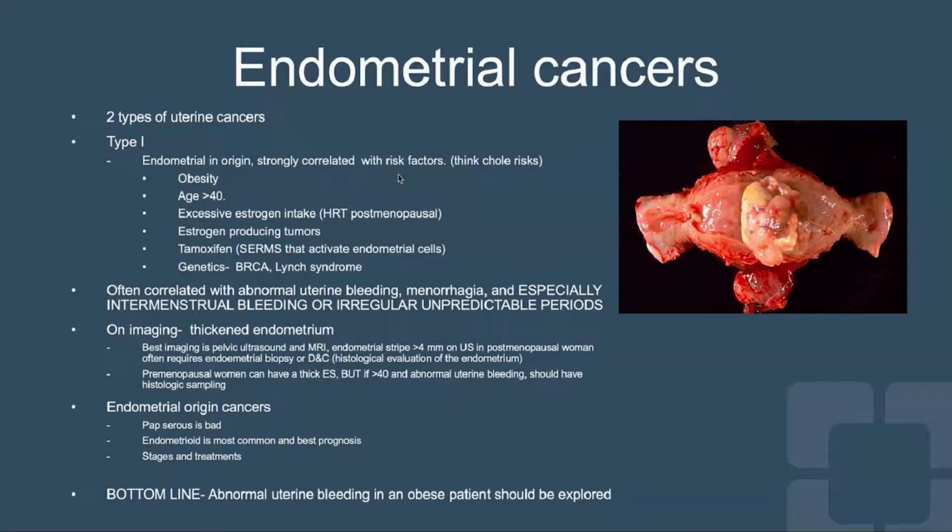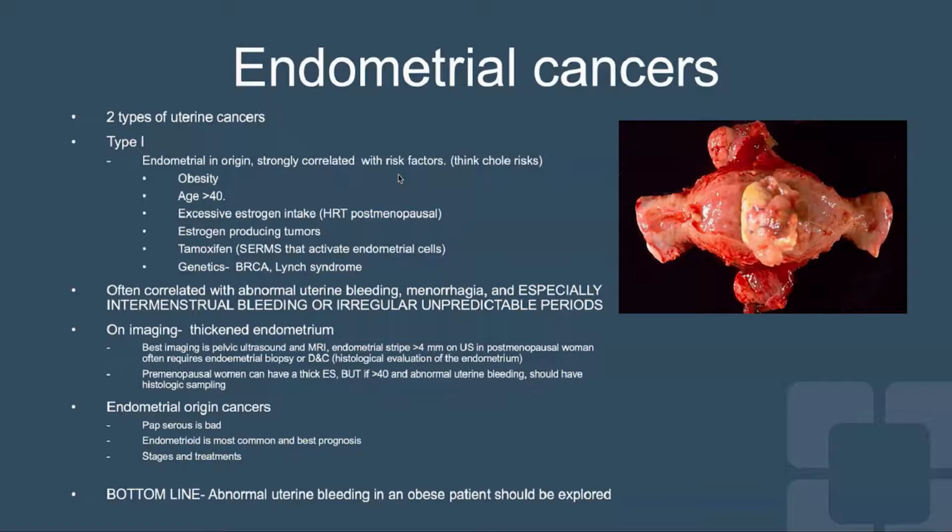These are often correlated, endometrial cancers, with abnormal uterine bleeding, menorrhagia, especially intermenstrual bleeding or irregular unpredictable periods. On imaging, you'll generally find a thickened endometrium. We discussed a greater than 4 millimeter endometrial stripe on ultrasound, postmenopausal women. But premenopausal women can have a thick endometrial stripe as well. If it's very thick, it should prompt a workup. Greater than typically 1.5 centimeters we use, but if greater than 40 and abnormal uterine bleeding, they really ought to have histologic sampling as well.